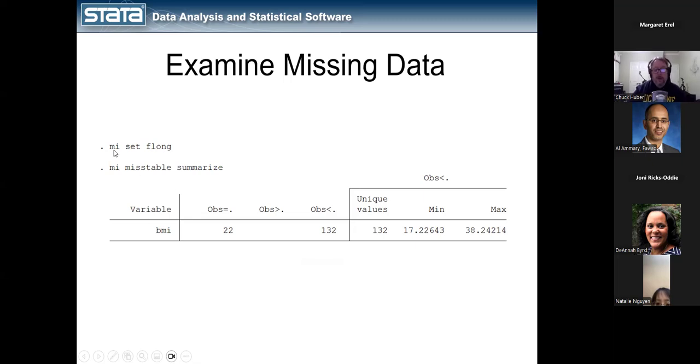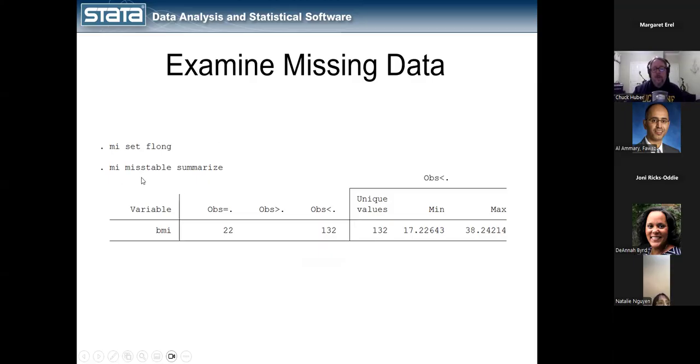So again, the commands are going to be mi set fl long and mi misstable summarize. With mi set fl long, you can have your copied data sets stacked one on top of the other vertically, or you can do fl wide, which stacks the imputed data sets to the side in your data set. I don't think it really makes any difference, and I don't know why that's a thing, but it is. So there are multiple ways you can include the imputed data in your data set.